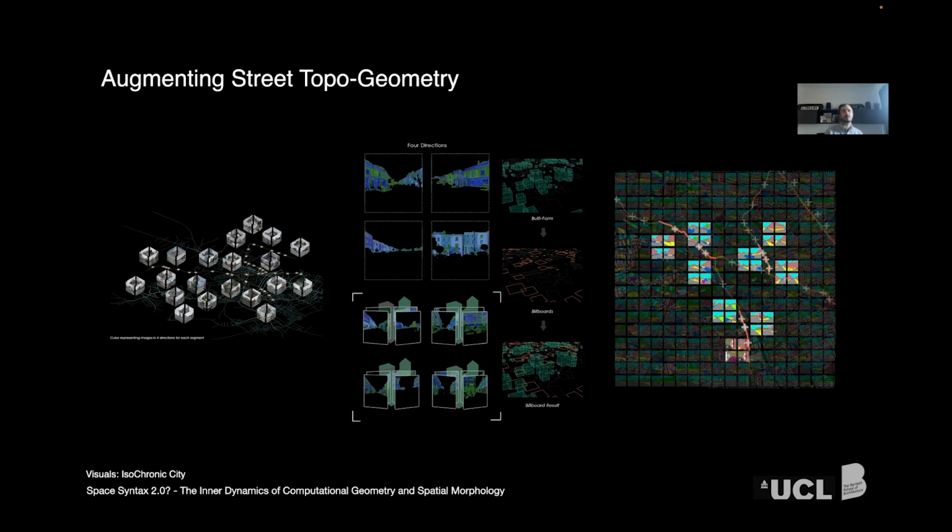With this one, we are trying to bring the knowledge we gained from primary space syntax models and link it with more current deep learning methodologies in order to augment the street topogeometry and the understanding about it, as you can see here.